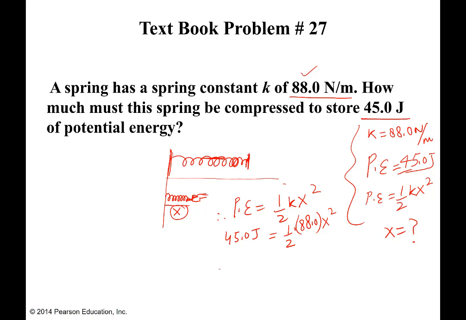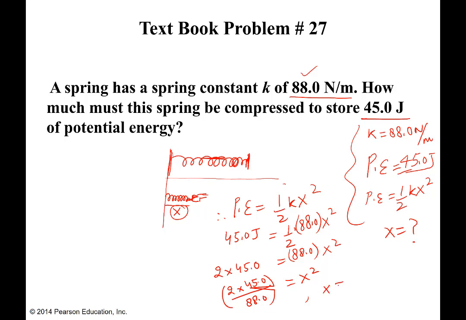Multiply both sides by 2. 2 multiplied by 45.0 is, so the 2 on this side gets cancelled. You have 88.0 still there. Divide both sides by 88. So in the next step, you have 2 multiplied by 45.0 divided by 88.0 is equivalent to x squared.